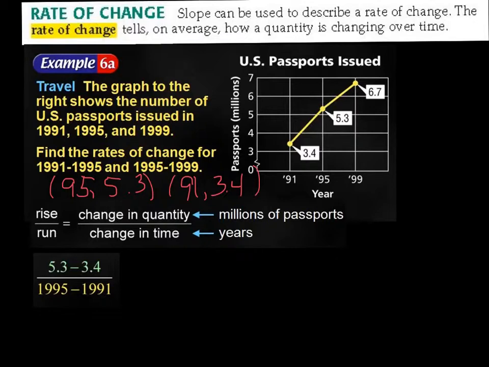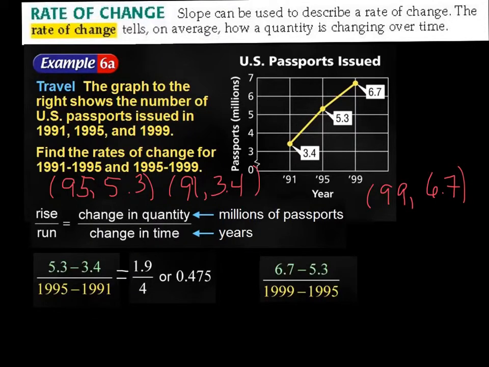Then we have our change in y, 5.3 minus 3.4, over change in x, 1995 minus 1991. Writing the 19s down this time was really kind of irrelevant because they're going to drop out anyway. It's going to be a difference of 4 years. And 5.3 minus 3.4 is 1.9. Divided by 4, we get a rate of change of 0.475. And we have to remember what our units were.